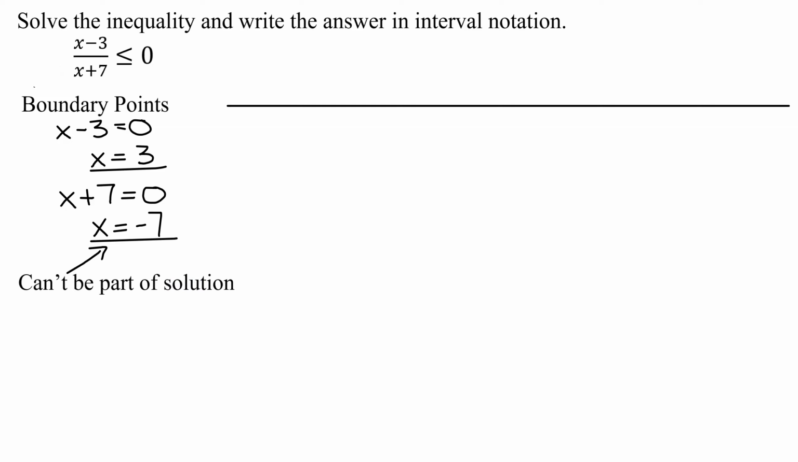Next, we need to put our boundary points on the number line. So here's my number line. And x = -7, make sure you put it to the left of x = 3. These two boundary points divide the number line into three regions. You have the region that is less than -7, the region between -7 and 3, and the region that's greater than 3. And all we're going to do is pick test points in each region, and then plug it into our inequality to see if we get a true statement.